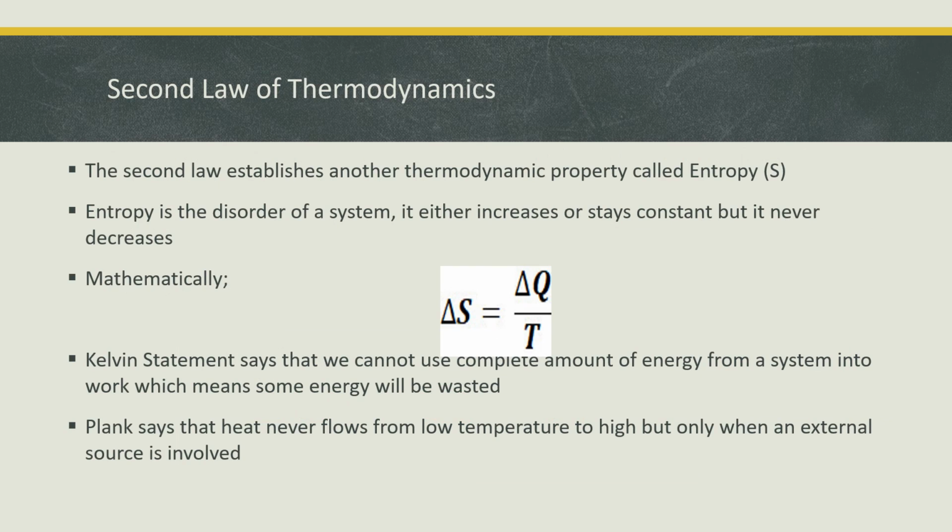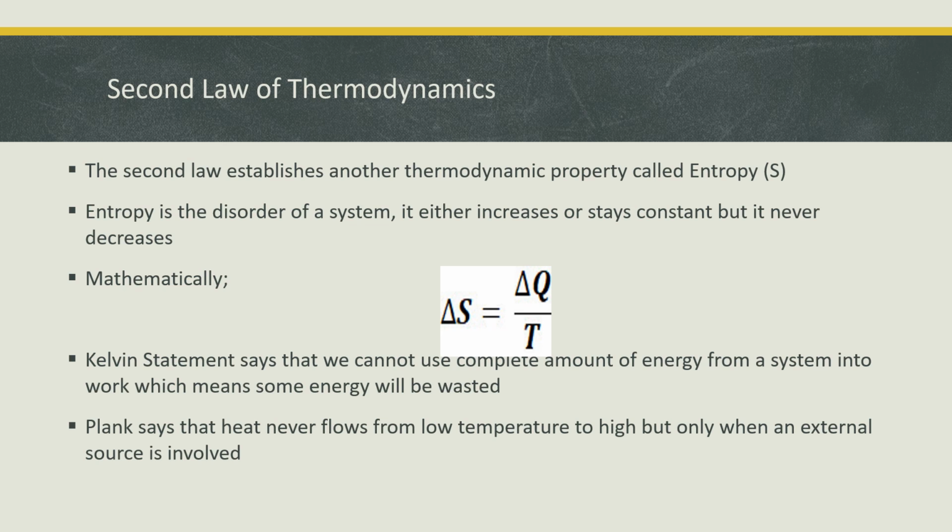The second law describes another thermodynamic property called entropy. Entropy is the disorder of a system. It either increases or stays the same, but never decreases. Mathematically, entropy is equal to delta Q upon T, where T is the absolute temperature and delta Q is the change in heat energy. There are two statements.